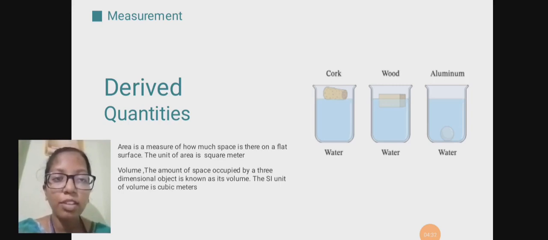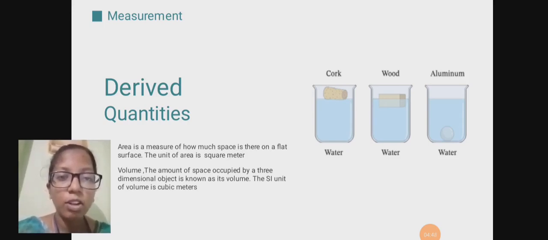Next we can see the volume. The amount of space occupied by a three-dimensional object is known as volume. The SI unit of volume is cubic meter. We can see a picture. First, we put a cork in the water, and it floats on the surface. Next we put in some wood, and it is half in the water and half on the surface. Next we put in aluminium, and it sinks down in the water. These are examples of volume.